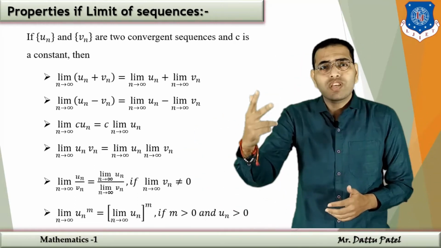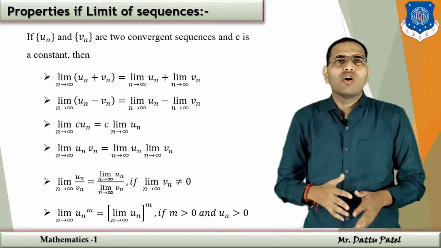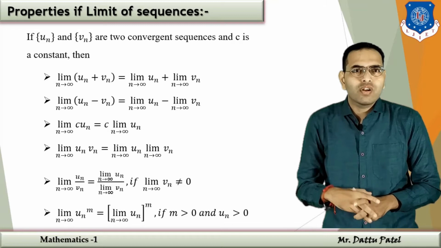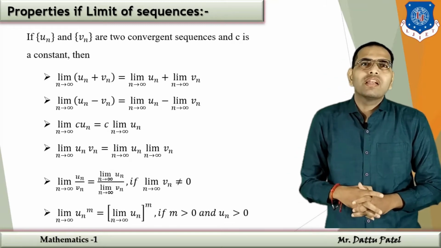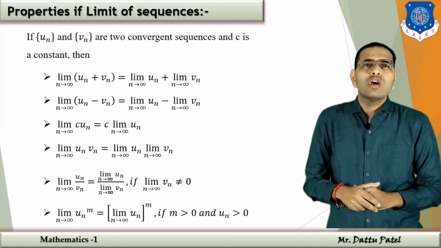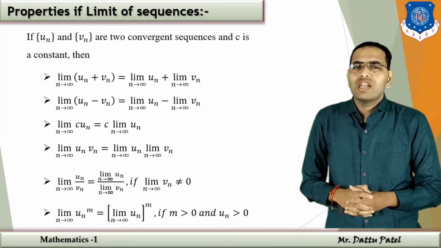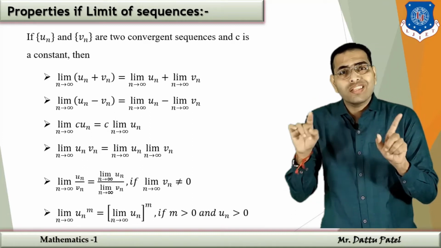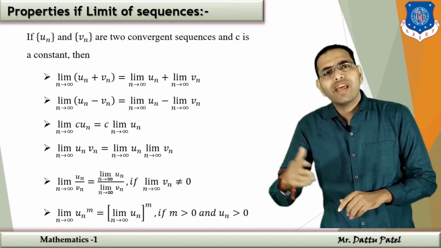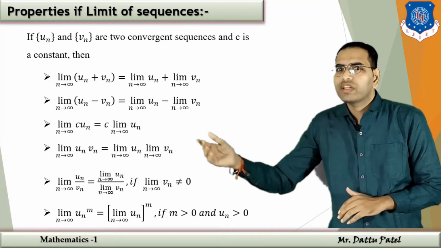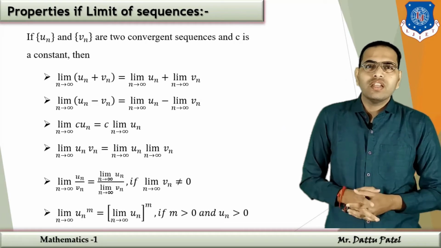Similarly, if our two sequences are in division form, then limit n tends to infinity un by vn equals limit n tends to infinity un by limit n tends to infinity vn, provided the denominator is not equal to 0. The last property is limit n tends to infinity un raised to m. Now, inside the whole bracket, limit n tends to infinity un, the whole bracket raised to m, where m is greater than 0 and un is greater than 0.